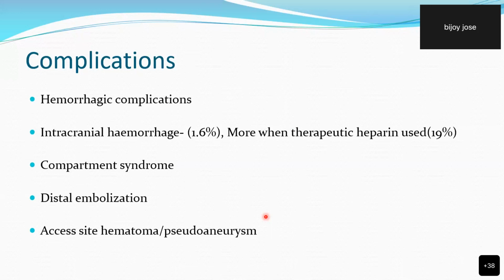The other complications are compartment syndrome, distal embolization, and access site hematoma or pseudoaneurysm. When a patient undergoes thrombolysis, the fragmented thrombus particles can cause distal embolization and occlude the outflow vessels. And blind puncture or multiple punctures at the access site can produce a hematoma or pseudoaneurysm.